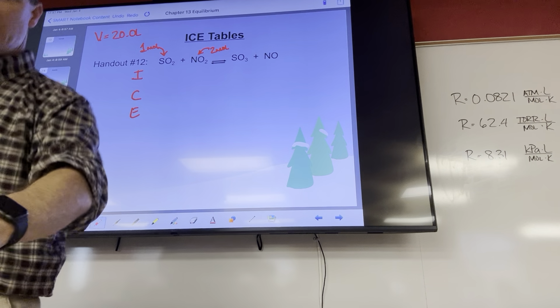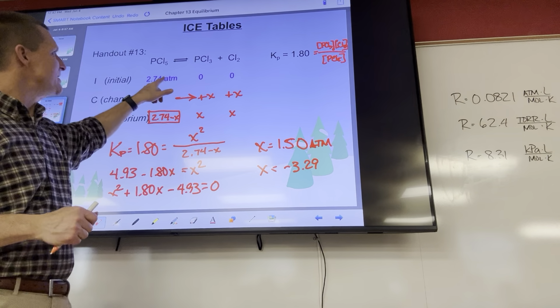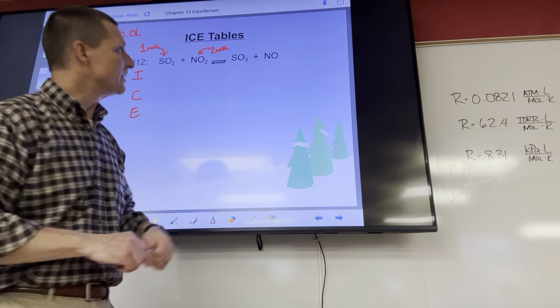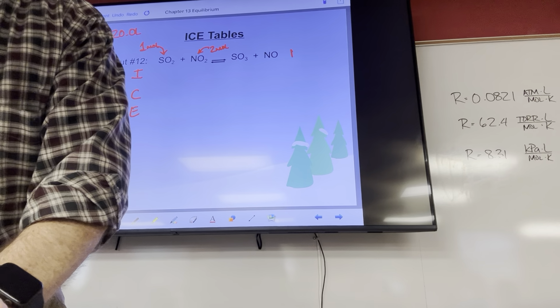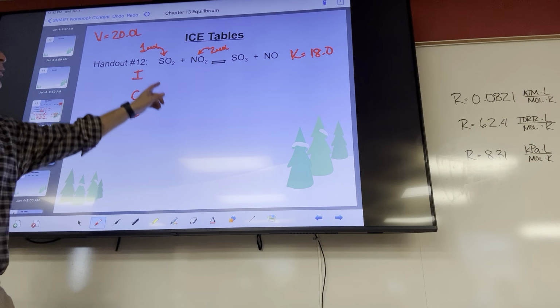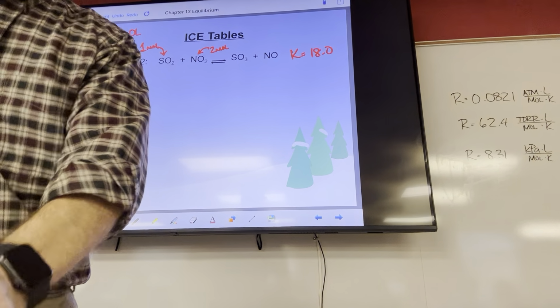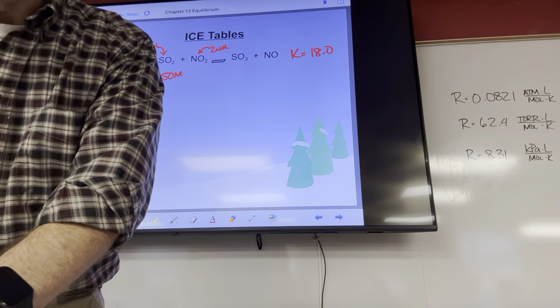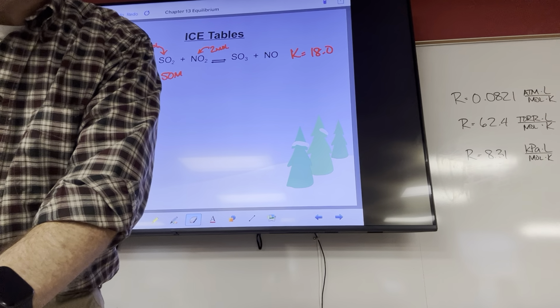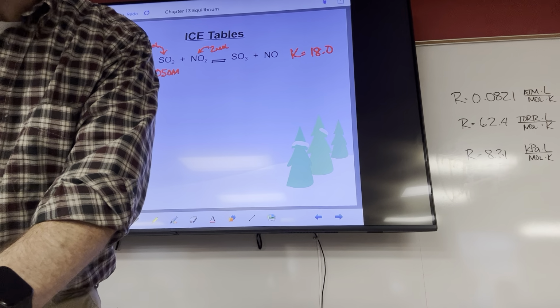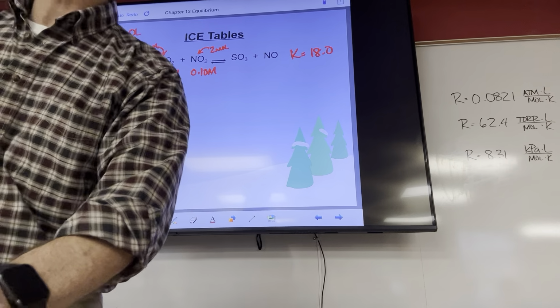Like in the last question, it was given in ATM because we were given Kp. So if it's Kp, use ATM in your ICE table. If you're given Kc, which it wasn't given, I'll write it in though. K equals 18.0. That's what it said in the problem. So we need to use molarity. 1 mole divided by 20 liters is 0.05 molarity. No, I wrote that wrong. I said it right, but then I wrote it wrong. Thanks, Jason. 0.05 molarity. And then the NO2 is 0.1 molarity.